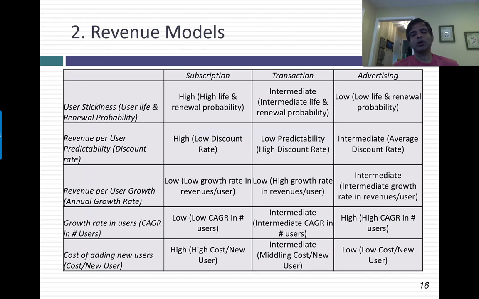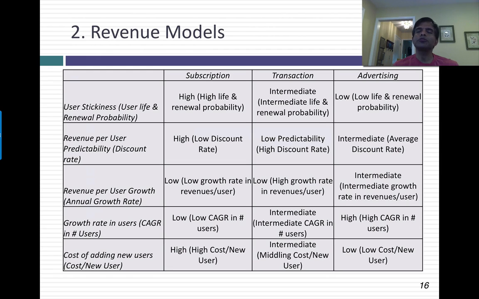Let's talk about revenue models. As I said, three basic models: the subscription model, the Netflix model; a transaction model, the Uber model; the advertising model, which is the Facebook model. And then you have companies like LinkedIn, which are hybrid models that get some from each. LinkedIn Premium is a subscription, the job connections is transaction based, and we also have advertising.